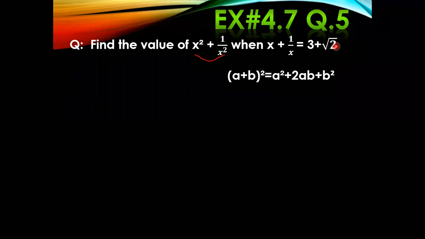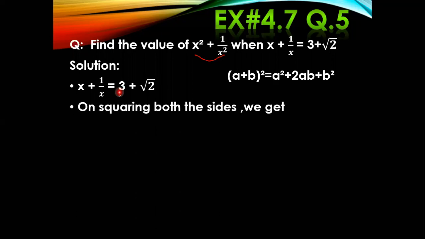For this you are going to use this formula, but before that, write down what is given: x plus 1 upon x is equal to 3 plus under root 2. These are the things provided in the question. First of all, you will take the square on both sides, that is, on squaring both sides, the left side and the right side. You will take the square of both sides, the left hand side as well as the right hand side.